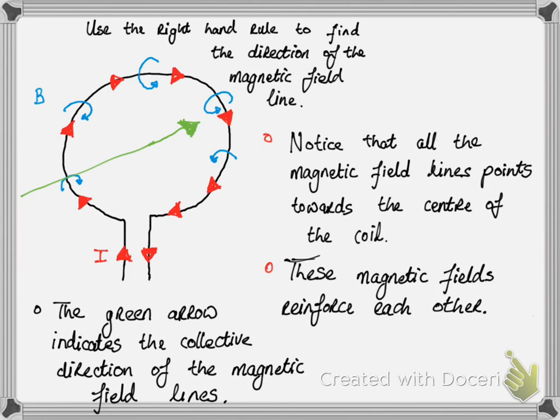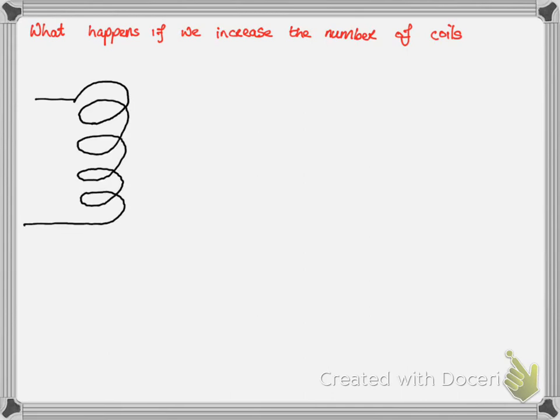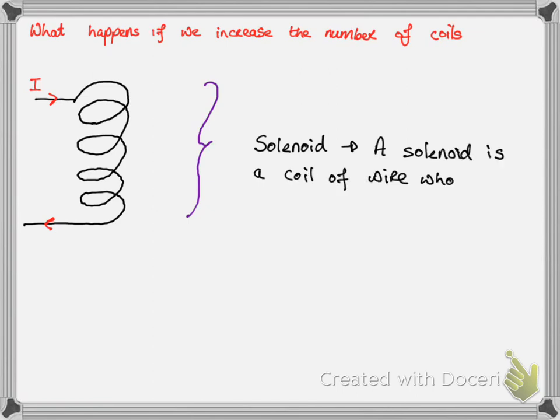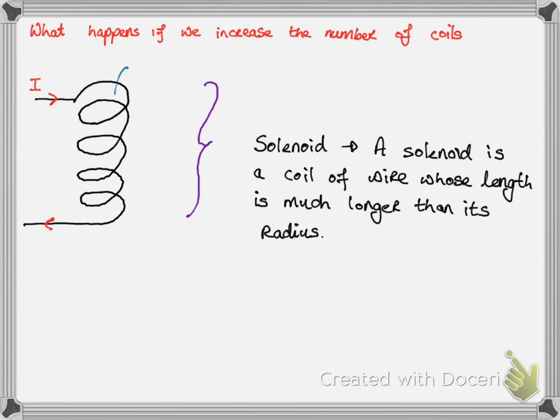Now, what would happen if we increase the number of coils? As before, we have a coil here, but this time I decide to loop it more. So I'm increasing the number of coils. Again, we have current going in and going out. However, when we have a coil like this, we call it a solenoid. A solenoid is a length of coil of wire whose length is much longer than its radius.